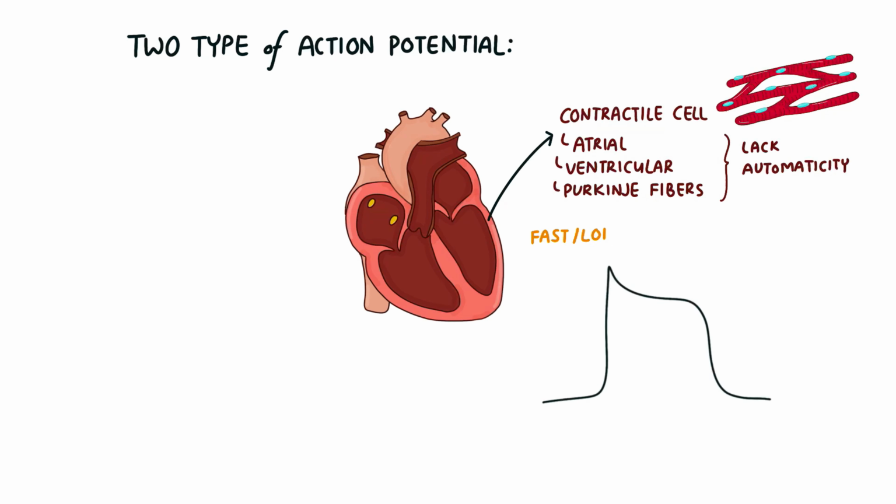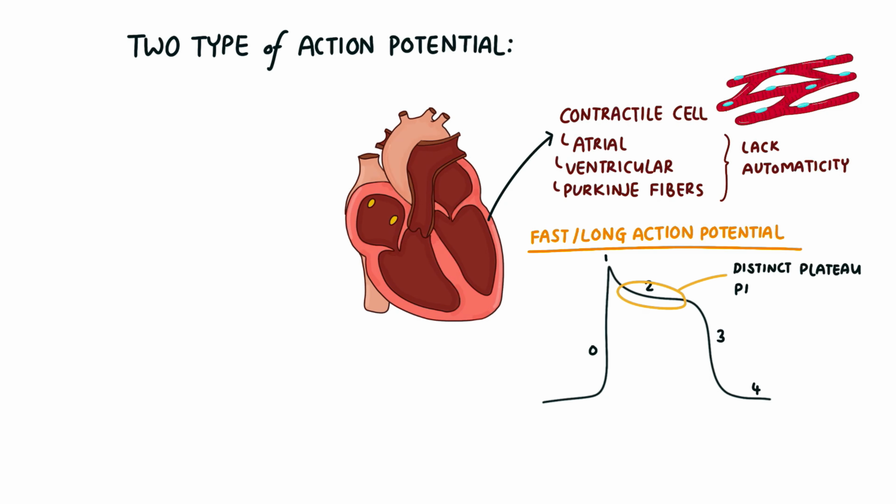The action potential in these cells is called the fast and long action potential. It has a unique, distinct plateau phase. This is really important because it prolongs the contraction and prevents the heart from going into a continuous, uncontrolled contraction. Class 1 and 3 drugs, which are the sodium and potassium channel blockers, primarily work on the fast response cells. We're going to talk about this later in the video.